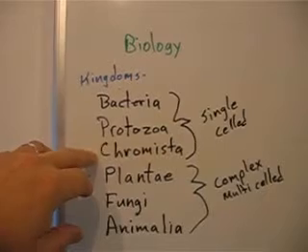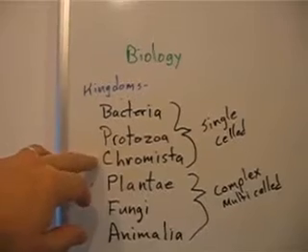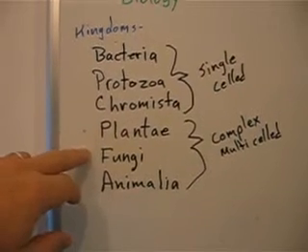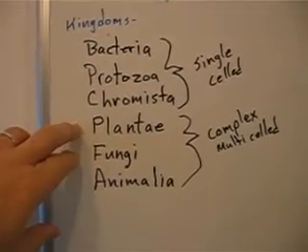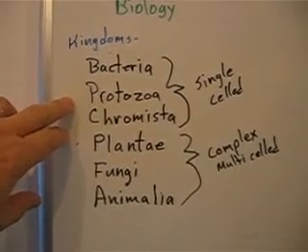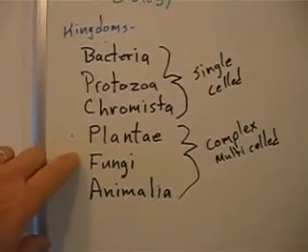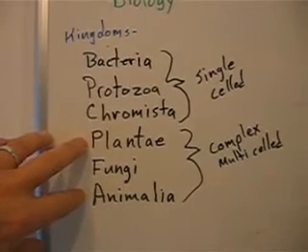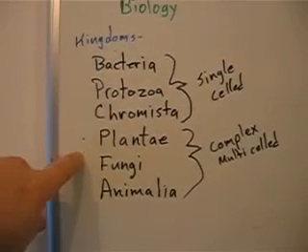Then there's the chromista, which are your algae, or basically single-celled organisms that are plant-like. Then you have your plantae, which are basically your plant kingdom, your fungal kingdom, and animalia, which is the animal kingdom. And this order is basically in increasing complexity of the organism. Fungi is in between plant and animal in that it has some characteristics of both, but it also has some characteristics that are unique to it that separate it from plants and from animals.